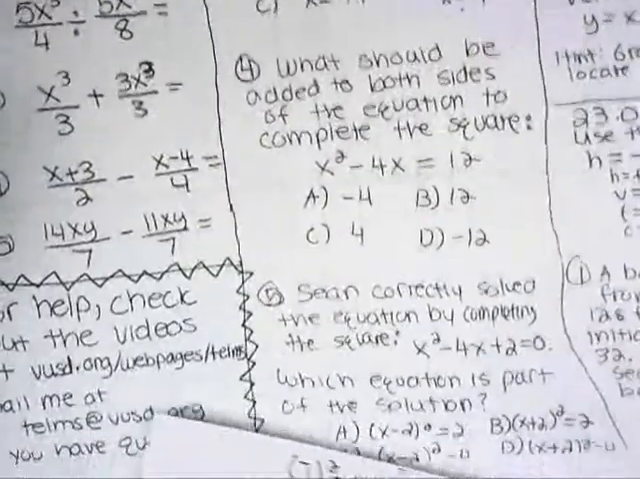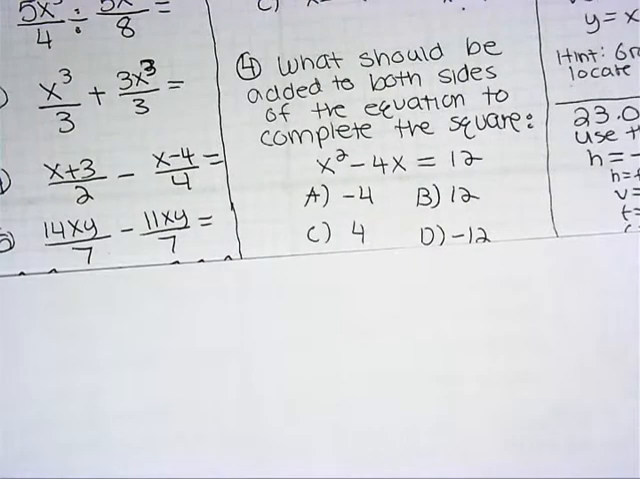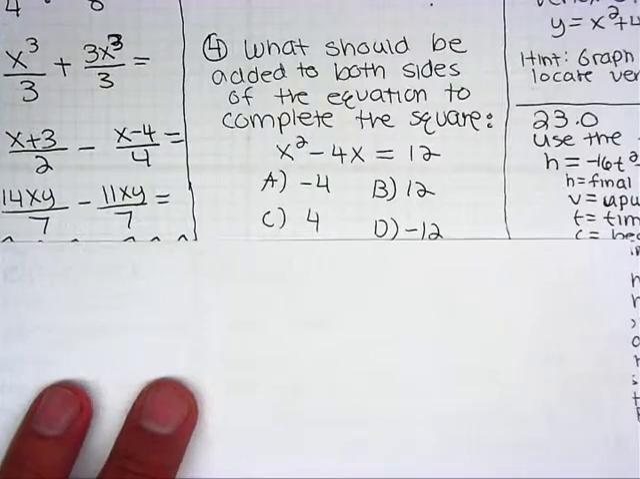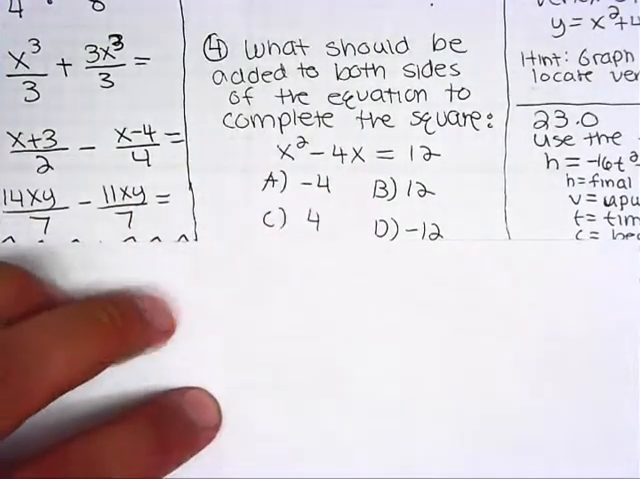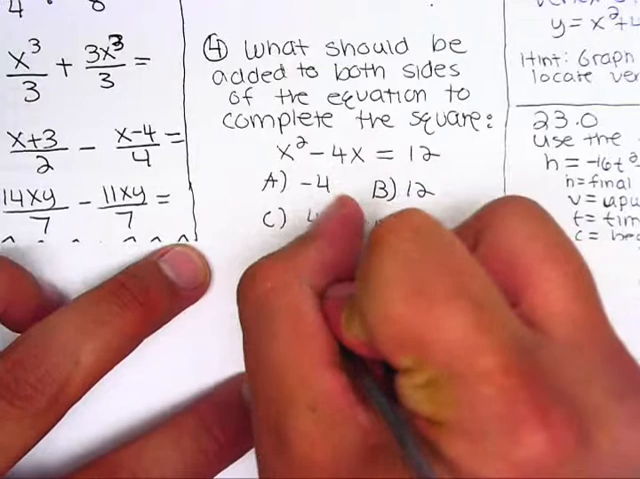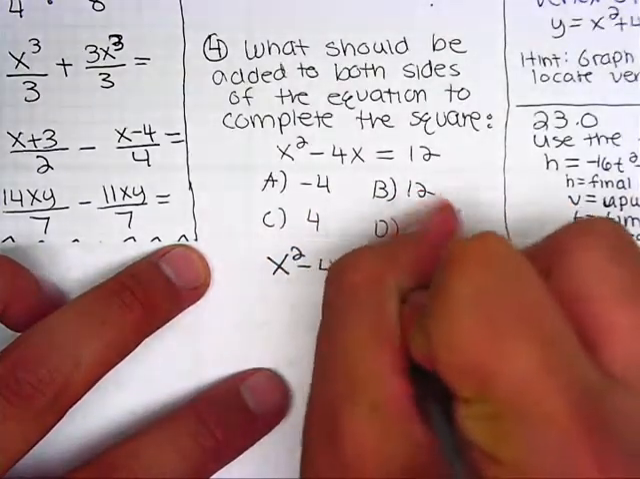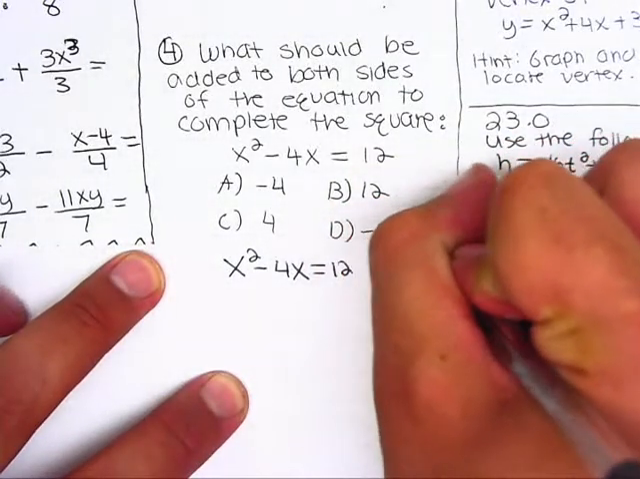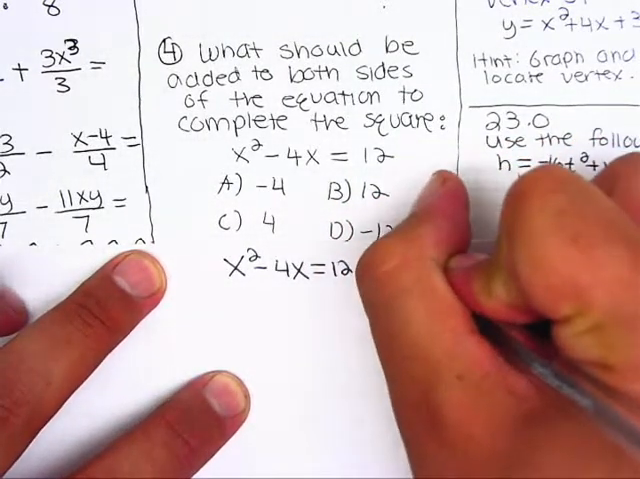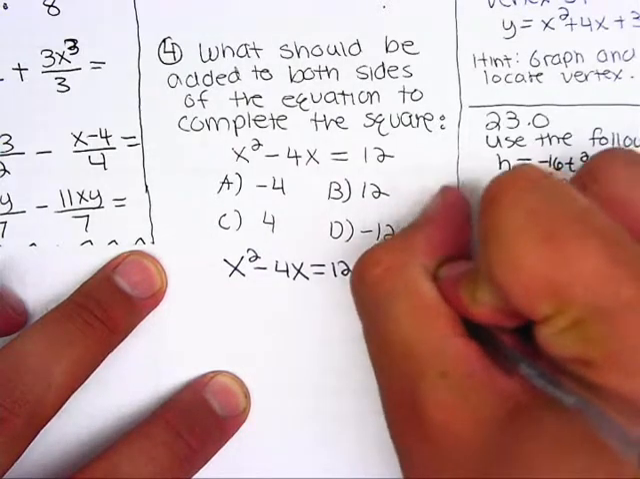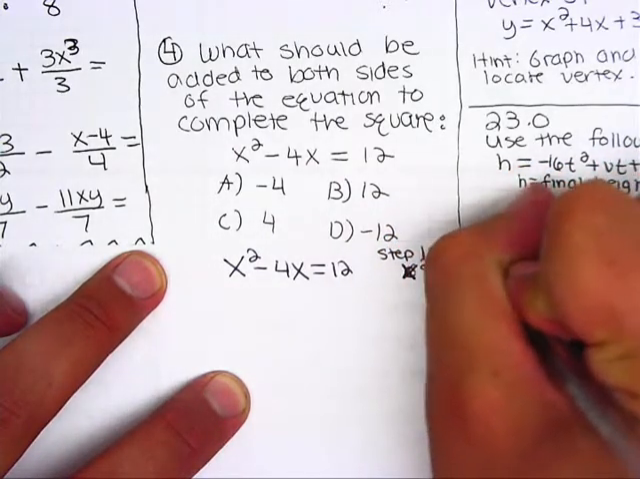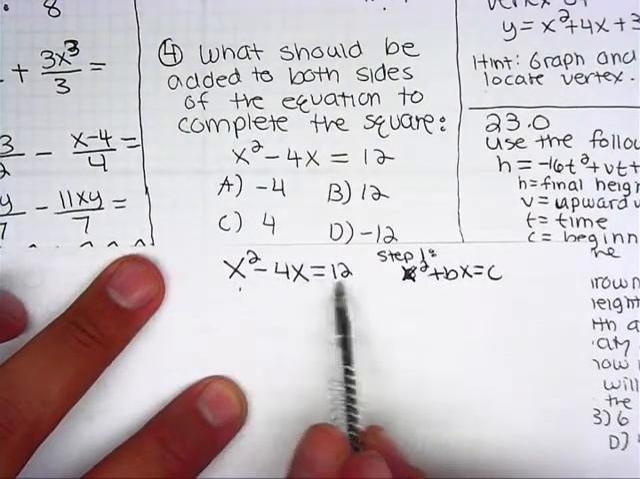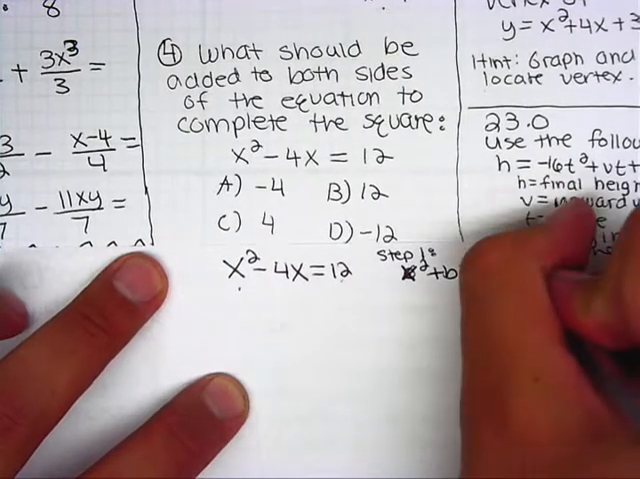Question 4. What should be added to both sides of the equation to complete the square? X squared minus 4x equals 12. Well, to complete the square, you follow these steps. Step 1. You need to put it in the right form of x squared plus bx equals c. I'm going to take a look. X squared, here's my bx equals c. It's in the right form already. Check.